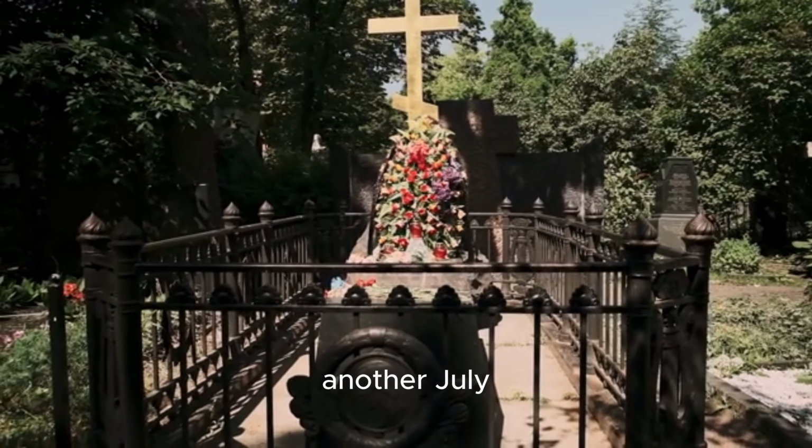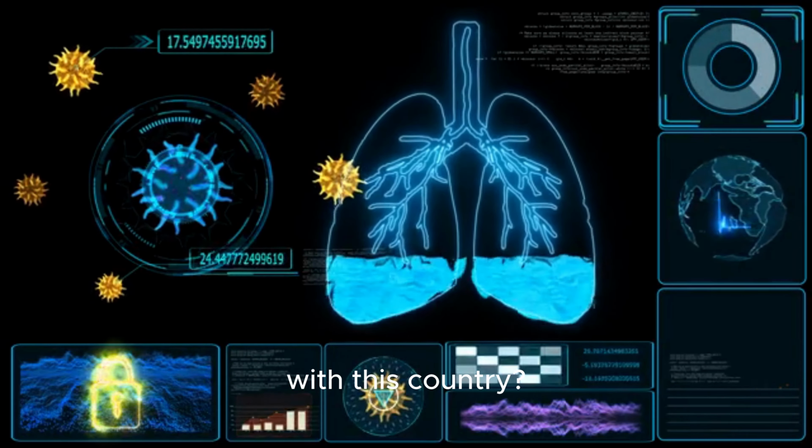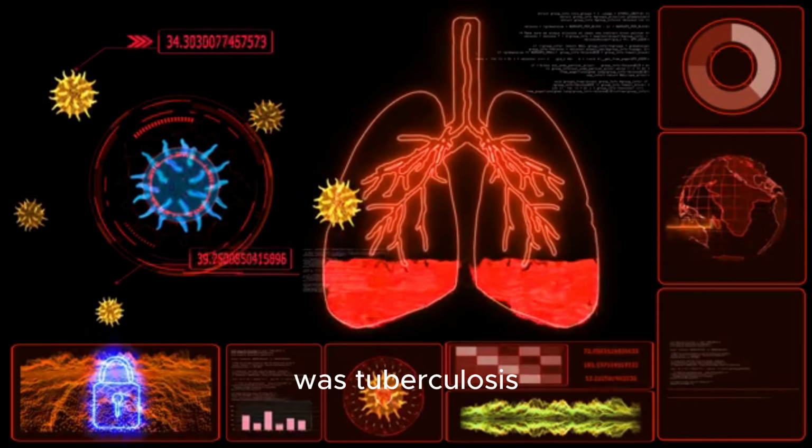James Monroe died at the age of 63 in New York City on July 4, 1831. That's right, another July. What is going on with this country? His cause of death was tuberculosis.